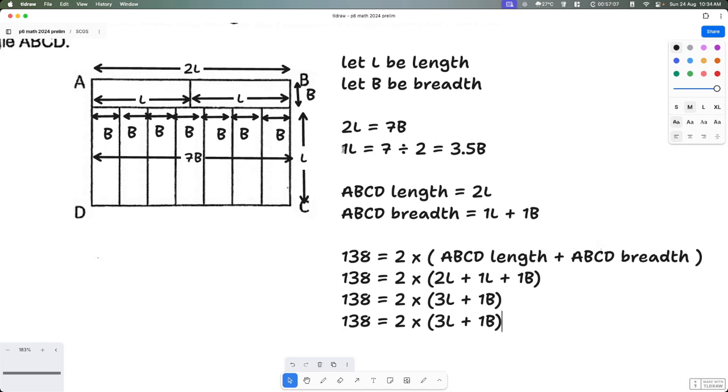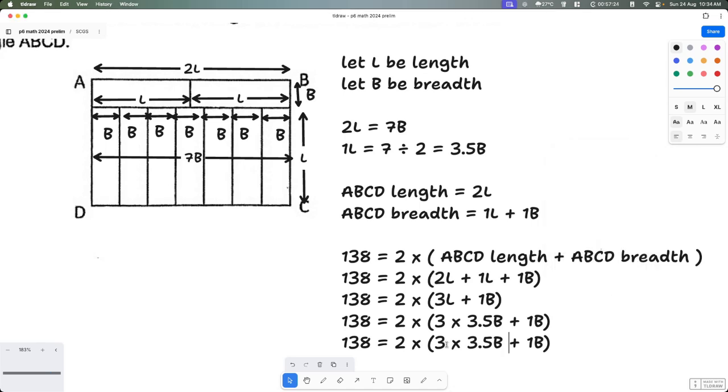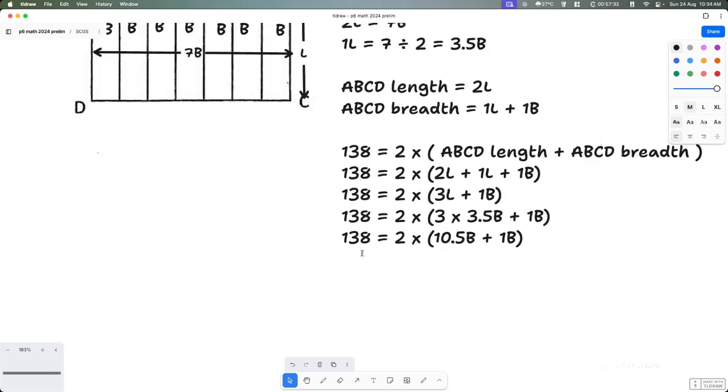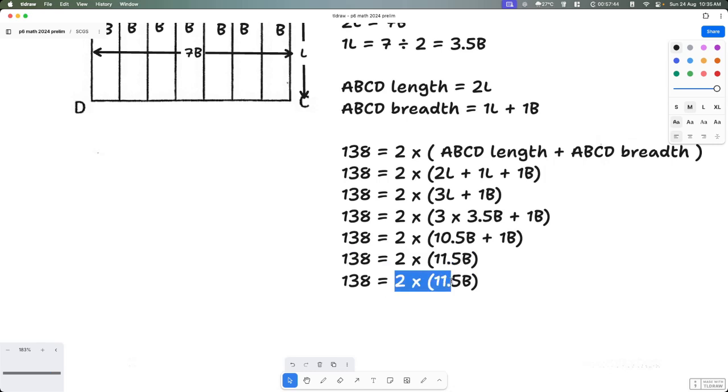Break down even further. 1L is 3.5B, so that means 3 times 3.5B. Let me use the calculator: 3.5 times 3 is 10.5B. Then break down even further, so this is 11.5B, right? 11.5B, and then 11.5 times 2 will be 23. So I'm going to just put here 23.